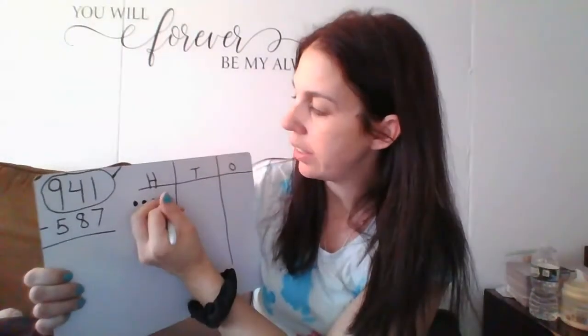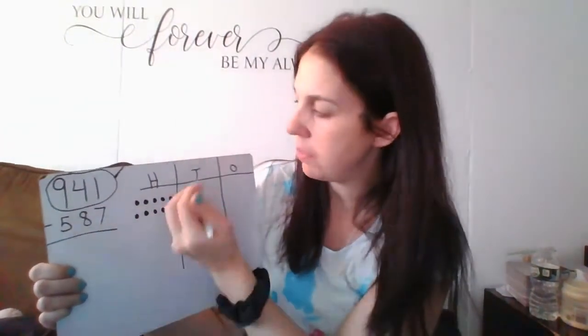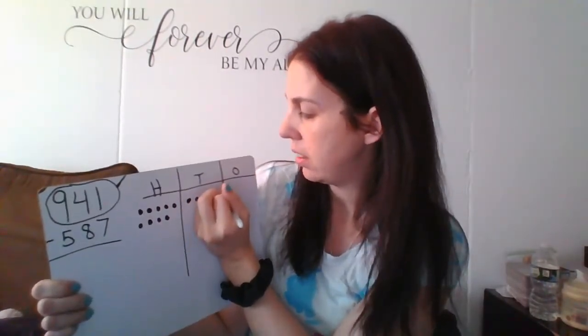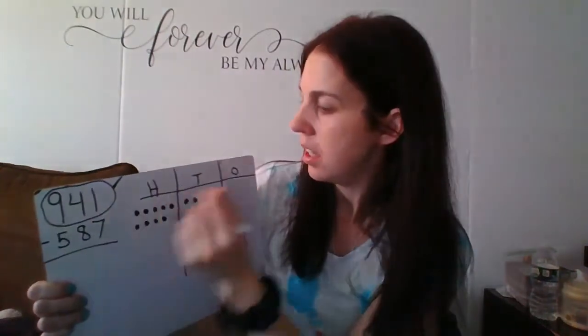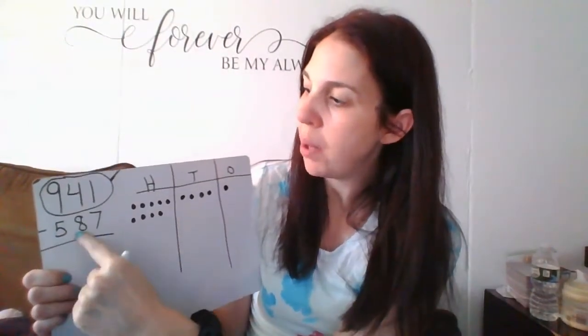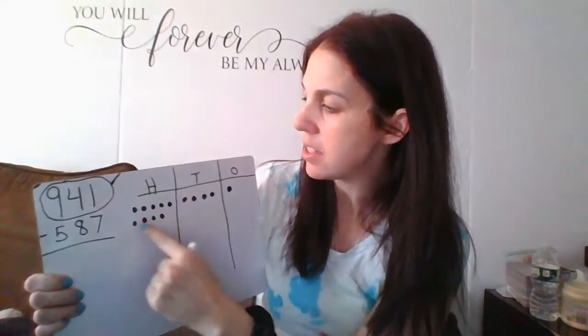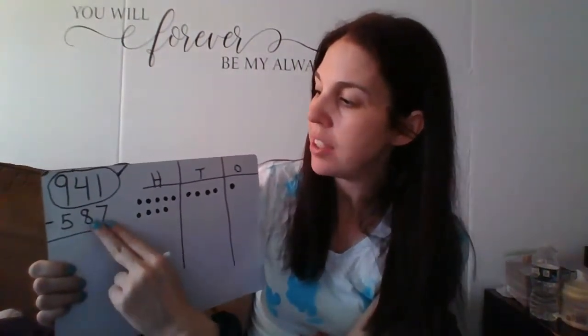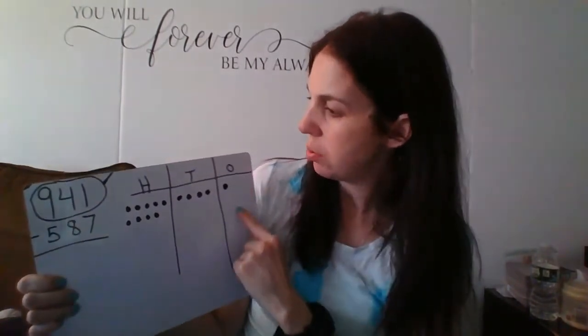3, 4, 5, 6, 7, 8, 9, 900. We have 4 tens. 1, 2, 3, 4 tens, and 1 one. Now with subtraction, this is our whole, and we're going to take part of it away. So we're starting with this amount, 941, and I want to take away 587. So we start with our ones.